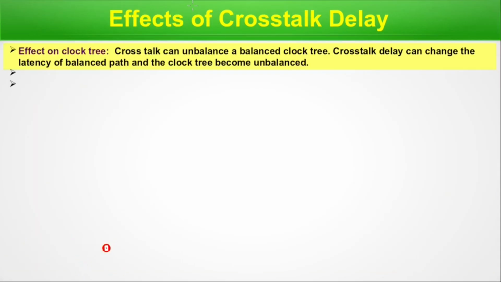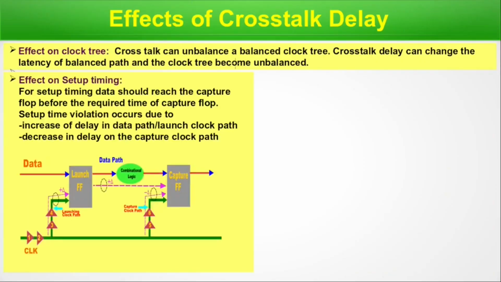That is effects of crosstalk delay. Effect on clock tree: crosstalk can unbalance a balanced clock tree. Crosstalk delay can change the latency of a balanced path and the clock tree becomes unbalanced. Suppose different branches of the clock tree are balanced, they will reach perfectly on time, and in one path a delay is introduced. So obviously its total timing will not match with the other path. So our balanced clock tree becomes imbalanced.